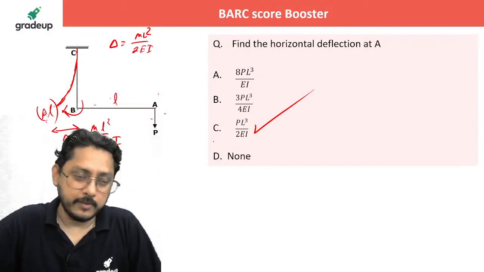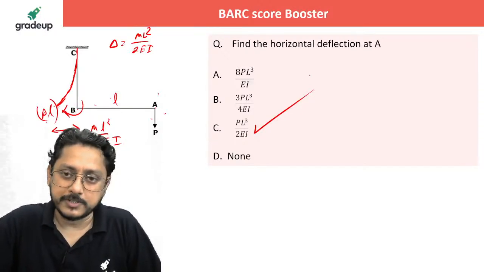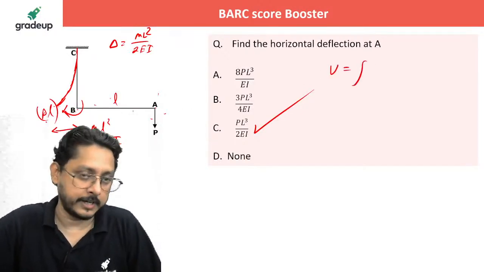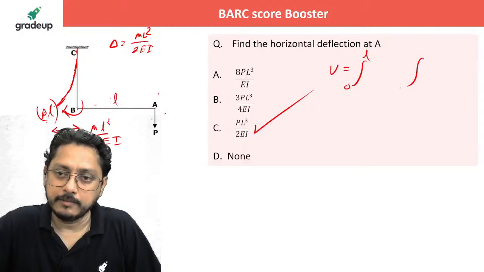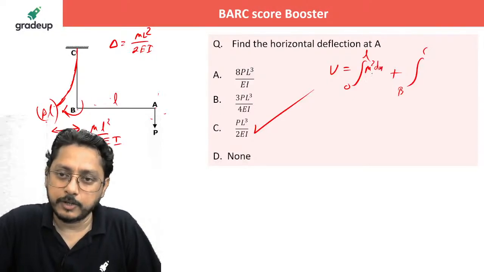You can do it another way also. Write down the total strain energy. From A to B you integrate from 0 to L, then for B to C you integrate. Add those two and find out the total strain energy. Use the formula M square dx by 2EI, isn't it?